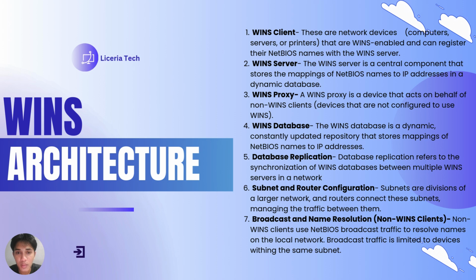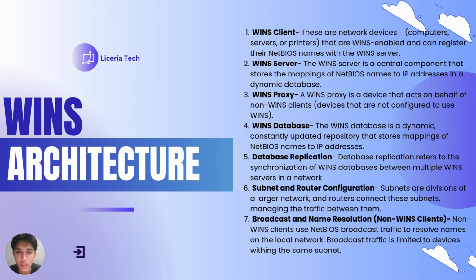And lastly, number 7 is broadcast and name resolution for non-WINS clients. Non-WINS clients use NetBIOS broadcast traffic to resolve names on the local network. Broadcast traffic is limited to devices within the same subnet. There are two roles in the WINS architecture: first, the broadcast limitation, and second, proxy support.